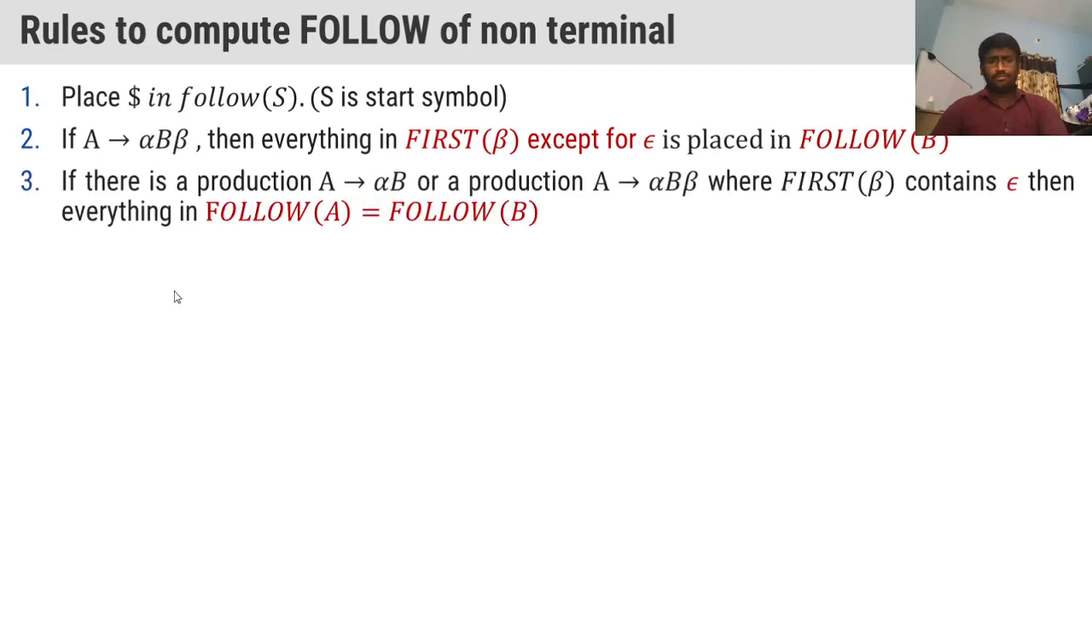Rule number 3: if the production is in the form of A implies alpha B, or otherwise A implies alpha B beta. So when beta is epsilon, consider this production A implies alpha B beta. Since beta is epsilon, follow of capital B is epsilon only. So when beta is epsilon, what do we have to write? Follow of B is equal to follow of A.